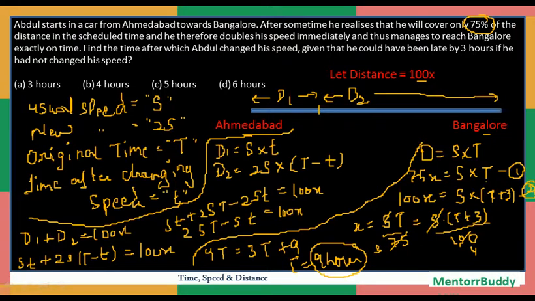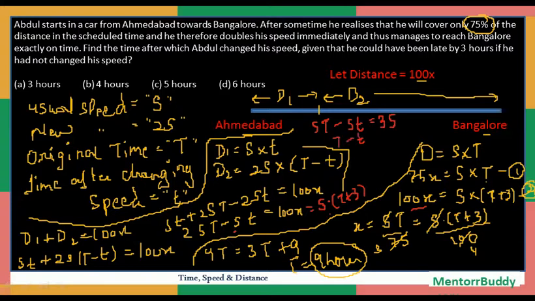Eliminating x, now we have reached this form of the equation: 2sT minus st is equal to 100x, and now framing this value of 100x as s into t plus 3. Now equating this and this, that will become 2sT minus st is equal to st plus 3s. Eliminating s, this will become 2T minus t is equal to t plus 3.